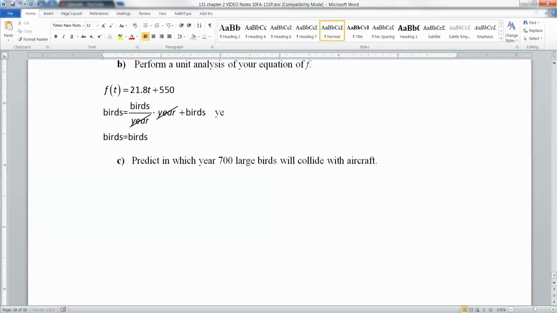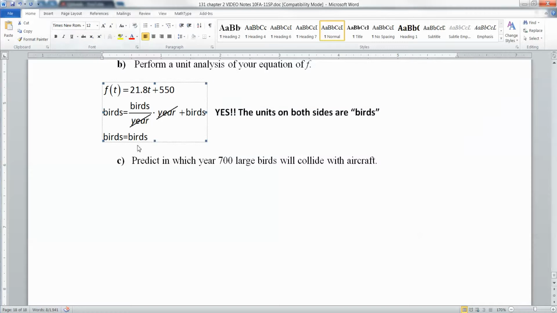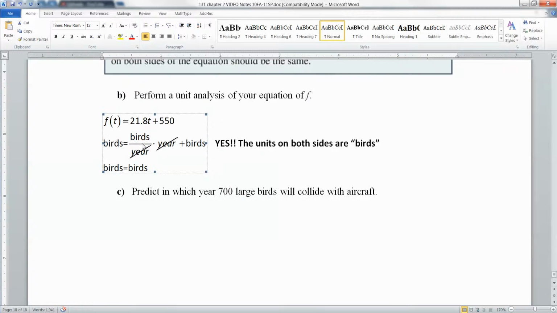You're checking that the units on both sides are birds. There you go. That's what you were checking. If it didn't work out, then you'd know that you'd done something wrong or you didn't have the correct units. All right, there we go with the unit analysis.